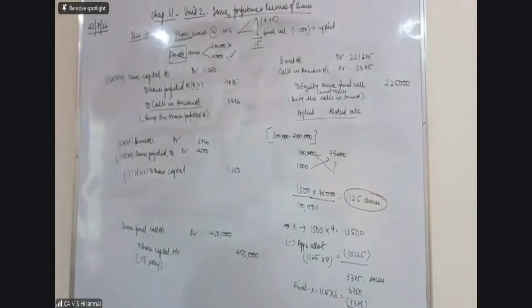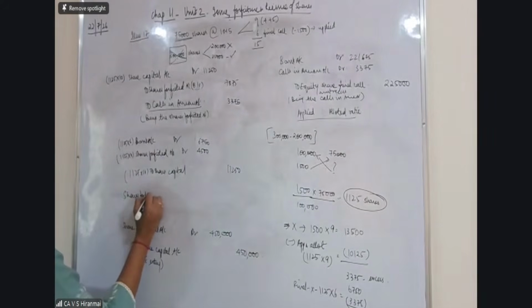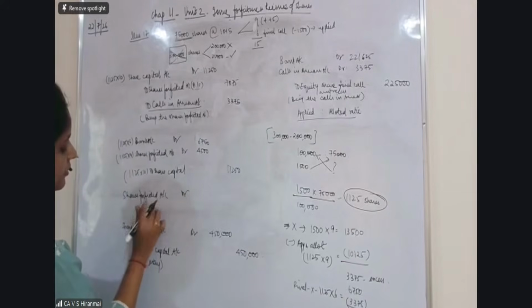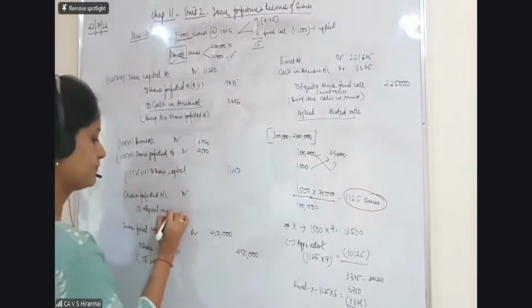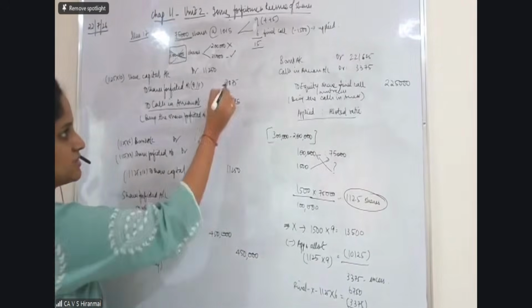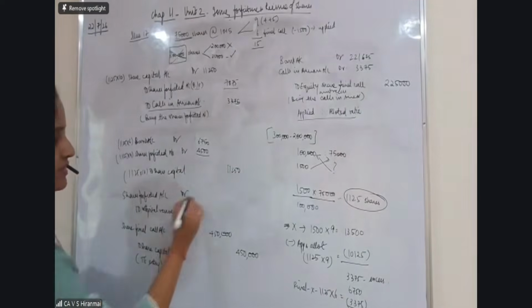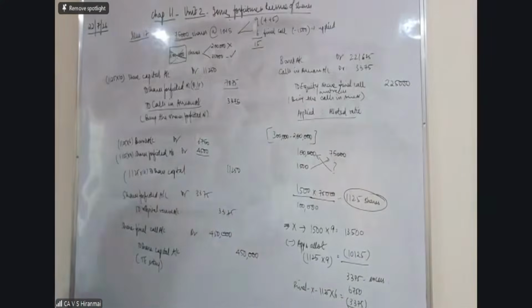And finally, we are supposed to do the capital reserve entry. What is the capital reserve entry? Shares forfeited account debit to capital reserve. How much is it? 7,875 minus 4,500. So it gives me again 3,375. That's all.